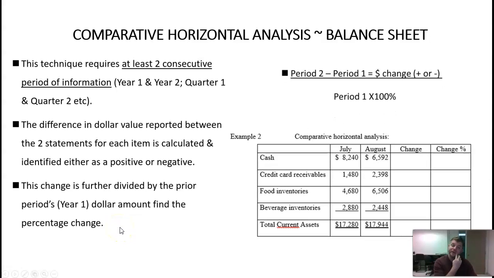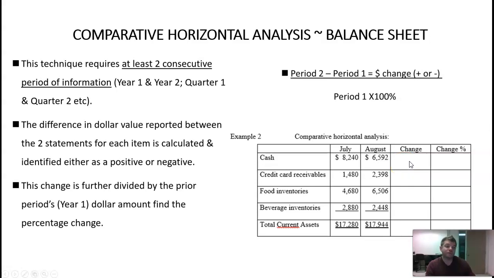So this is the formula here that I need you guys to understand and remember and recognize for the test. It will not be given to you, but it is fairly simple. So what you'll do is you'll take period 2 and subtract period 1. This will equal the dollar amount change. So period 2 minus period 1 equals the amount change here. And that can be a positive or a negative. If it's a negative, just put a negative sign in front of it or brackets around it. And if it's a positive, just leave it normally.